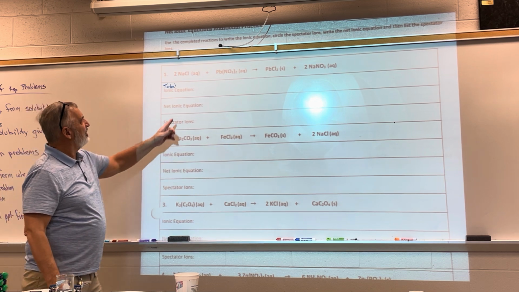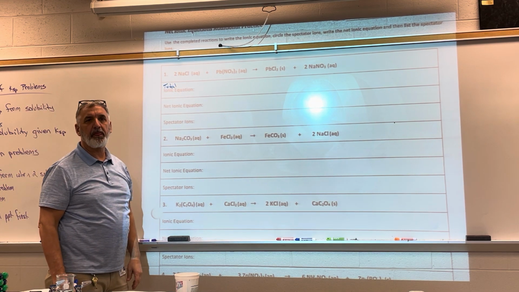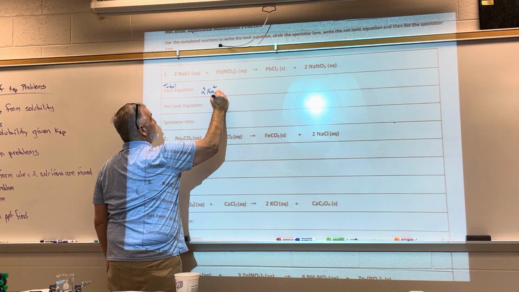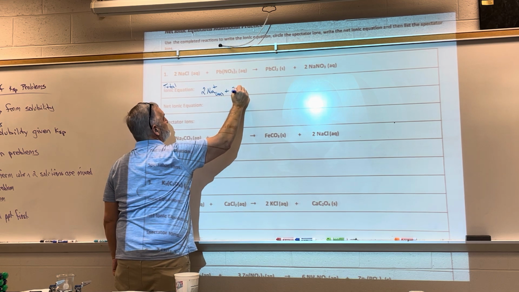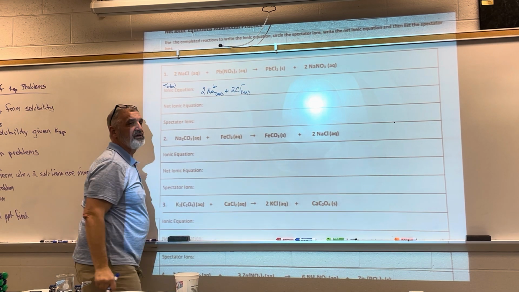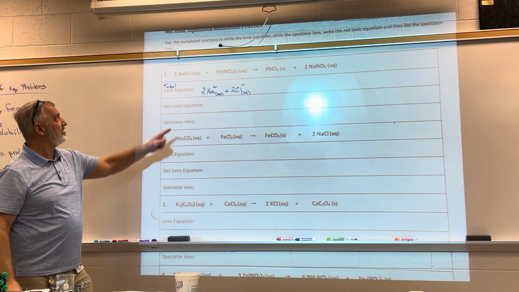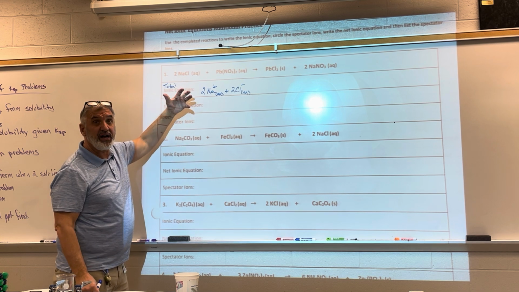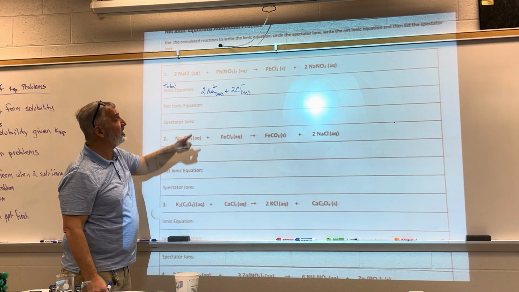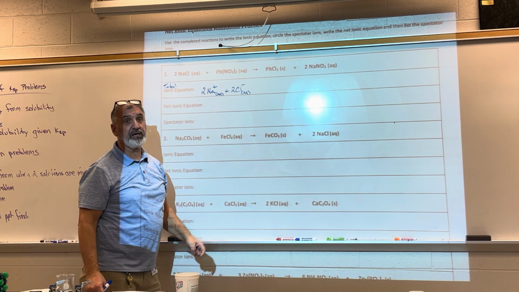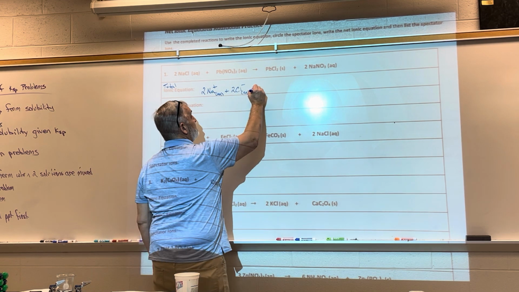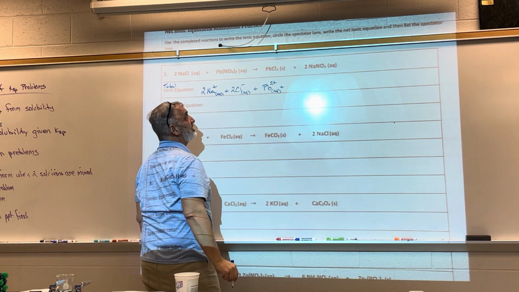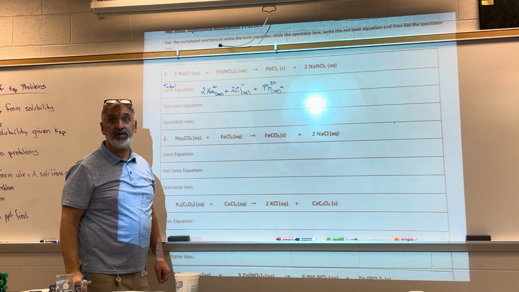So when we look at this, what is the NaCl going to break up into? 2Na+ and 2Cl- aqueous. You got NaCl, but there's a 2, so I'm going to get 2 Nas and 2 Cls. And these are ionic compounds, so it's really Na+ and Cl-. What's the lead nitrate going to break up into? Pb2+ and 2 NO3 minuses.